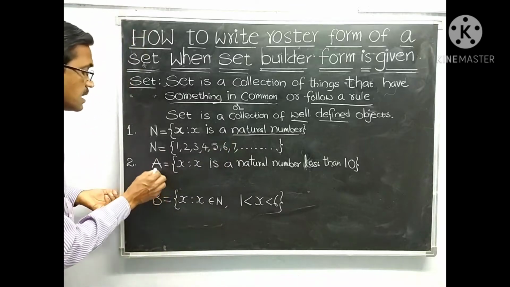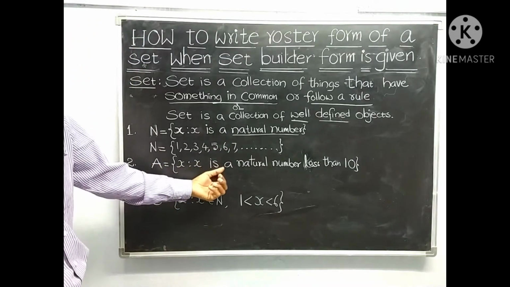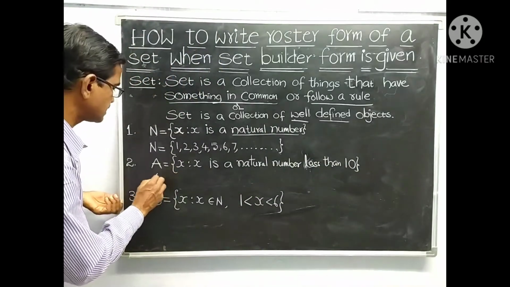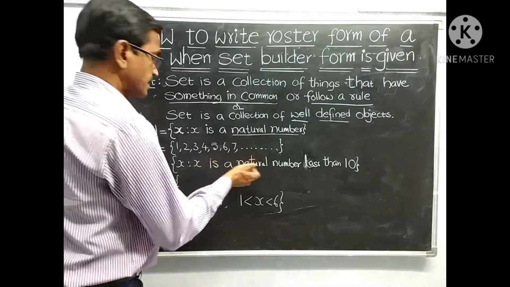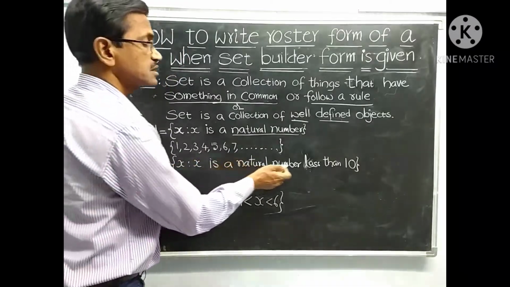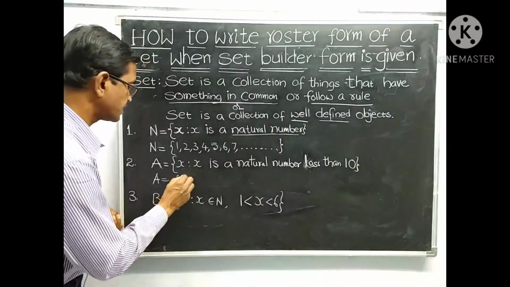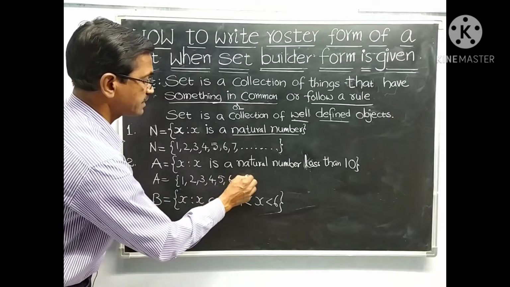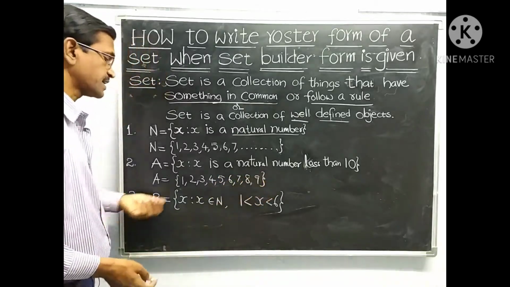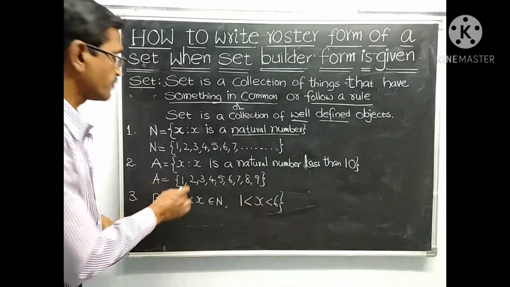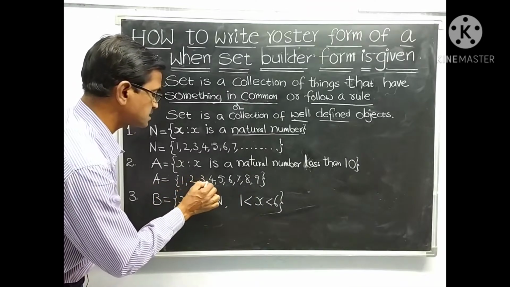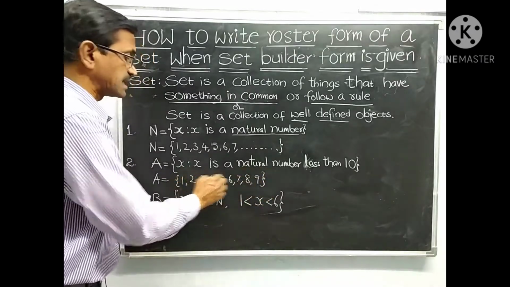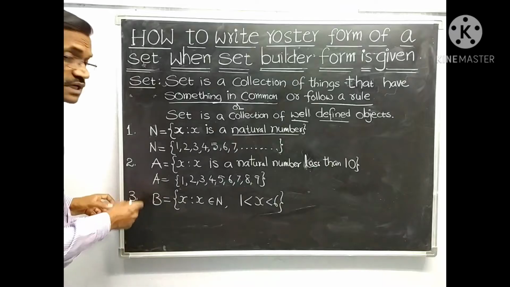Next, second one, A is equal to x such that x is a natural number less than 10. We have to collect elements from natural numbers which are less than 10. We know what they are: 1, 2, 3, 4, 5, 6, 7, 8 and 9. We write all the elements, separate them by commas like this, and enclose them in braces.